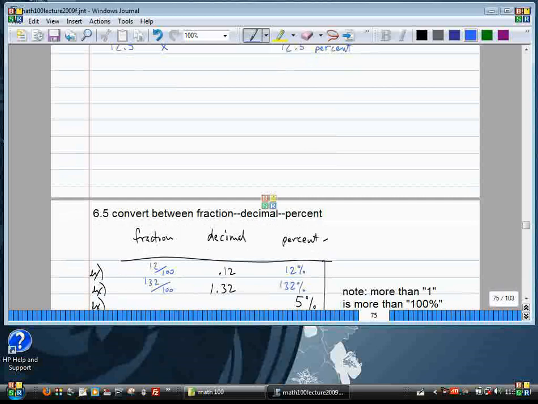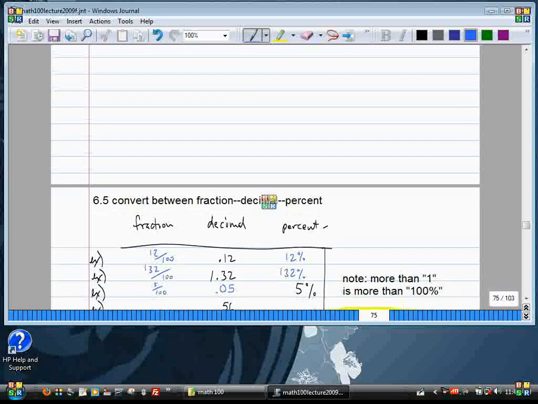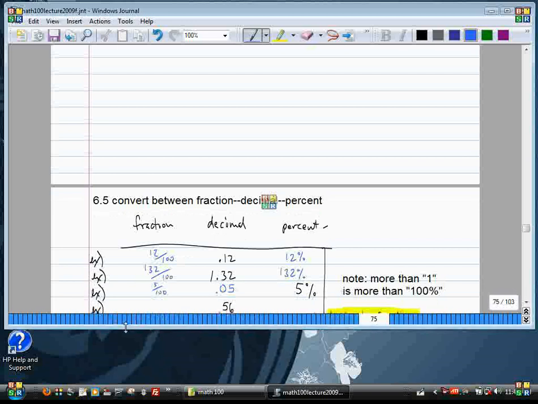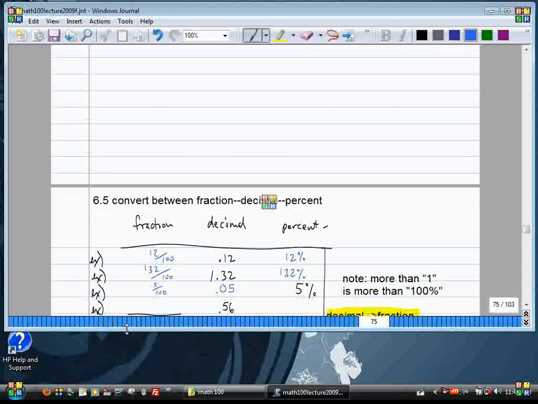Okay, next. 5%. What is 5% as a decimal? Point what? 0.05. And what is this as a fraction? 0.56. Oh, we already did something like this. That's just 56 over 100, and as a percent, that's 56%.